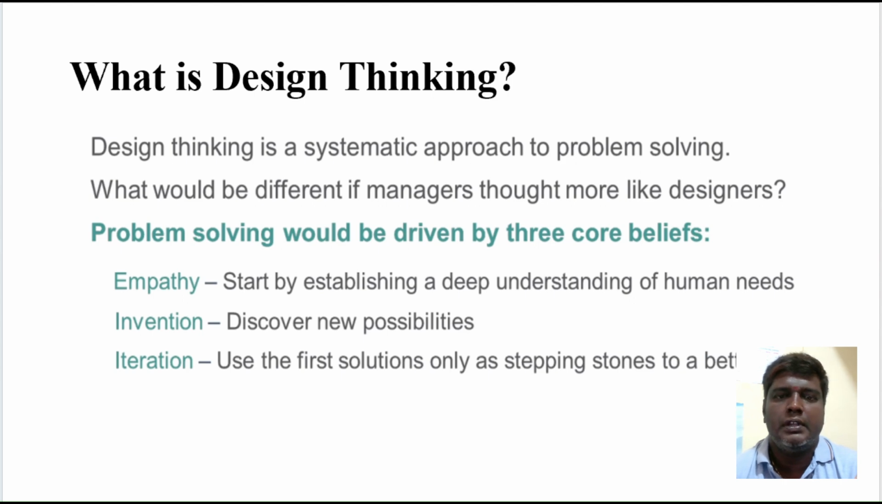So what is design thinking? Design thinking is a systematic approach to problem solving. There is a problem and you have to solve it, and you are going to think in a different way. What does a different way mean? You are not going to focus only on the output result. You have to think whether this output is going to satisfy the user, and whether he can easily access and use it. You have to consider the user's point of view. That's what empathy means.